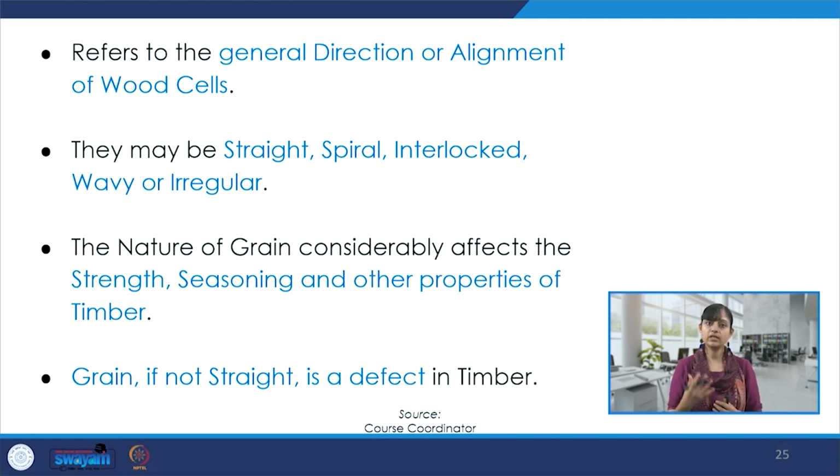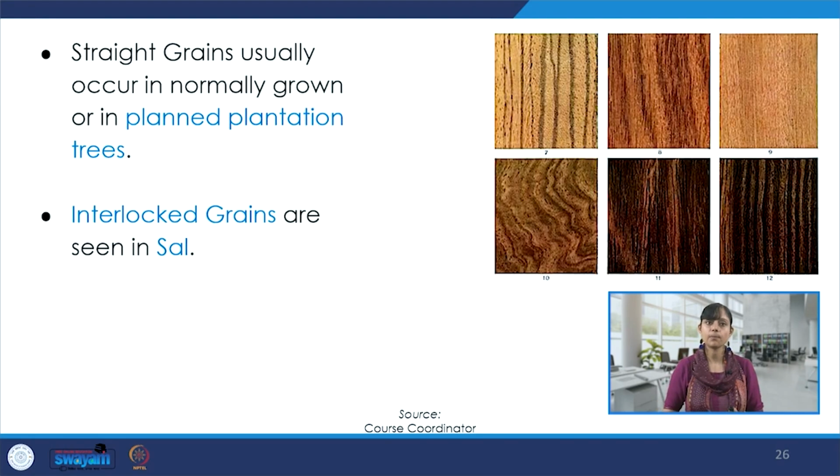The nature of grain considerably affects the strength, seasoning and other properties of timber. Grain, if not straight, is generally and technically termed a defect in timber. So a straight grain is preferred. Straight grains usually occur in normally grown, planned tree plantations. We also see some cases of interlocked grains, like in the example of sal, which is very unique.